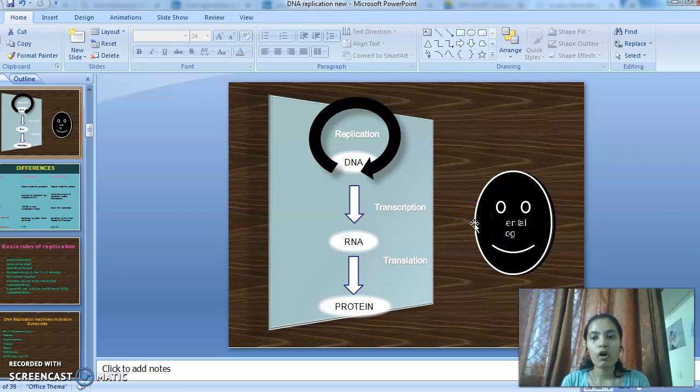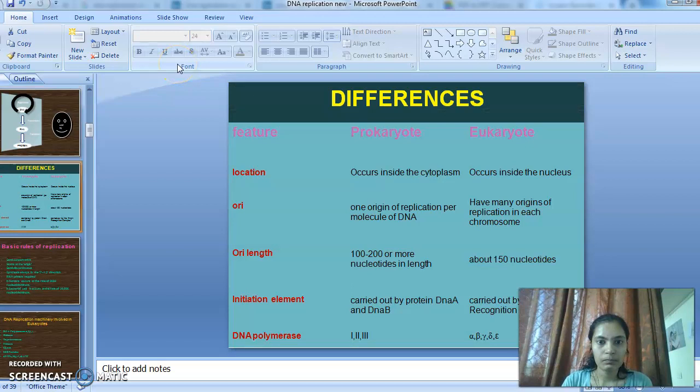So this is the central dogma of molecular biology, wherein replication of DNA is one part, then conversion of DNA to RNA is called transcription, and RNA to protein is called translation. So this is the basic difference between eukaryotic and prokaryotic replication. Eukaryotic replication occurs in the nucleus, it has more than one origin, about 150 nucleotides in length, and the DNA polymerases responsible are alpha, beta, gamma, delta and epsilon.